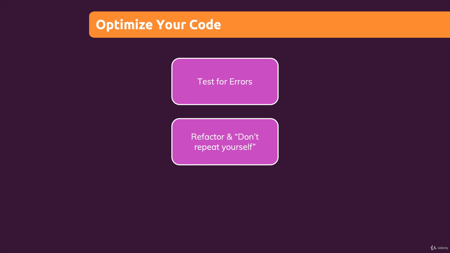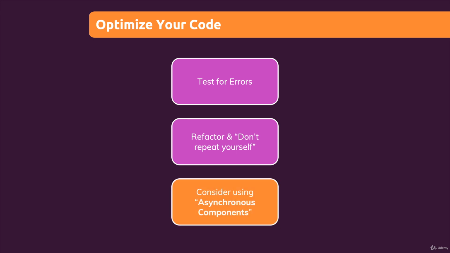Because the less code you have, the less code the users of your website have to download before they see something on the screen. So less code means faster websites. And there's one specific optimization technique which I want to take a closer look at, and that would be asynchronous components, which are supported by Vue. Now, what is that? What are asynchronous components?